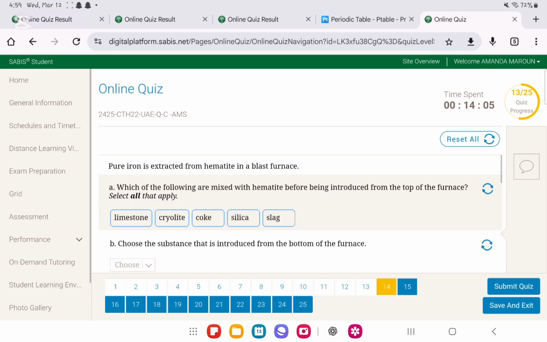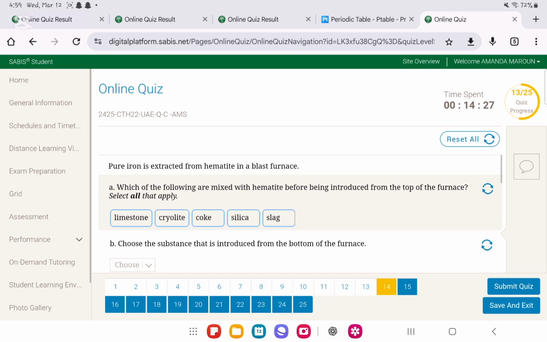We move on to question number 14. They said, pure iron is extracted from hematite in a blast furnace. Which of the following are mixed with hematite before being introduced from the top of the furnace? Select all that apply. Okay. Which are mixed with hematite before being introduced from the top of the furnace?